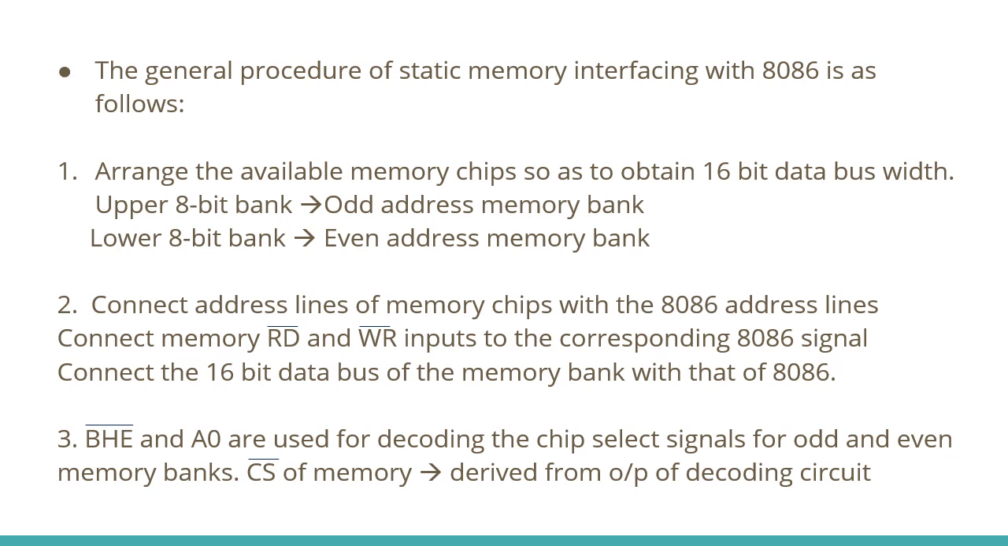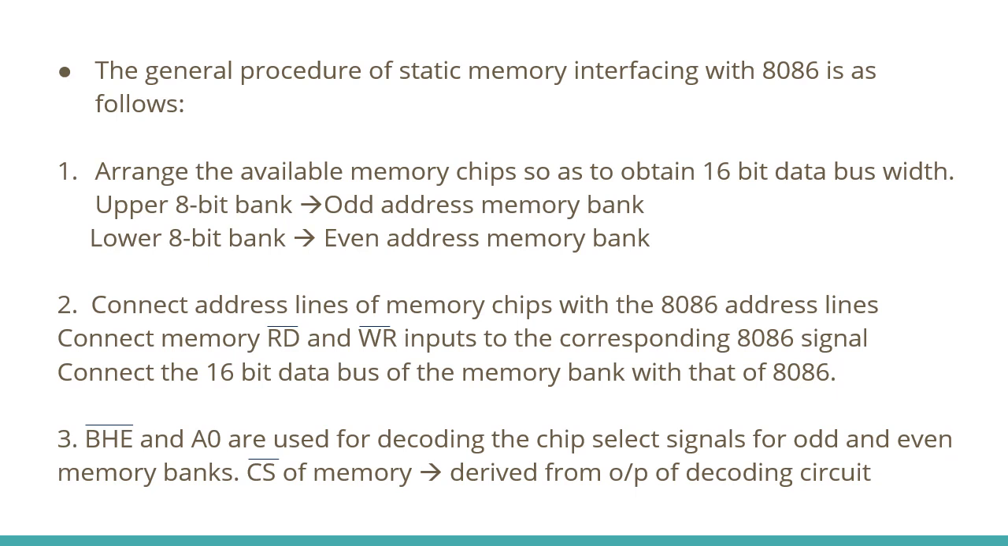Now let's see the general procedure that is used for static memory interfacing with 8086. The first step is to arrange the available memory chips so that we will be obtaining a 16-bit data bus width. The upper 8-bit bank is known as the odd address memory bank and the lower 8-bit bank is known as the even address memory bank.